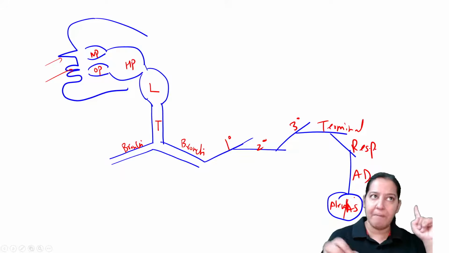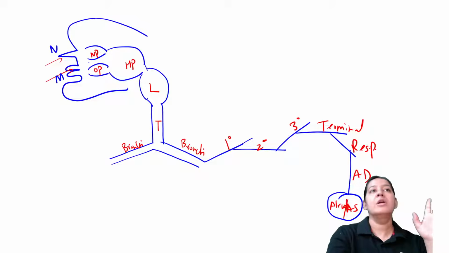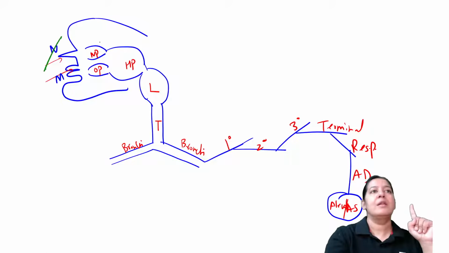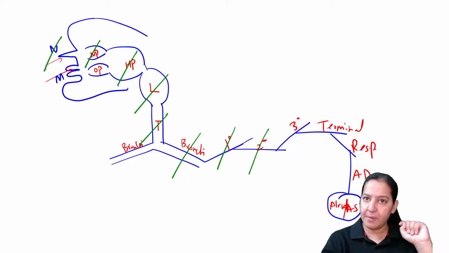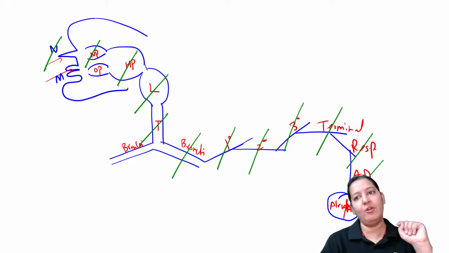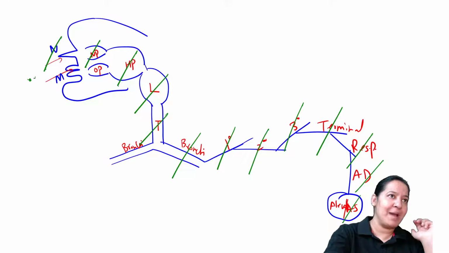It starts from the nose and mouth. Okay, so this is the nose, this is the mouth. So starting from the nose and mouth, what is the complete path? It is nose, nasopharynx, hypopharynx, larynx, trachea, bronchi, primary bronchiole, secondary bronchiole, tertiary bronchiole, terminal bronchiole, respiratory bronchiole, alveolar duct, alveolar sac. So ultimately, whatever air you are inhaling, imagine this is air.